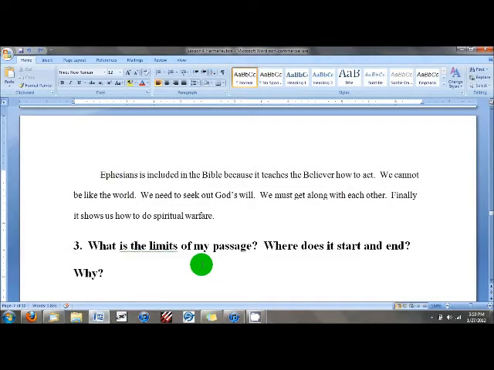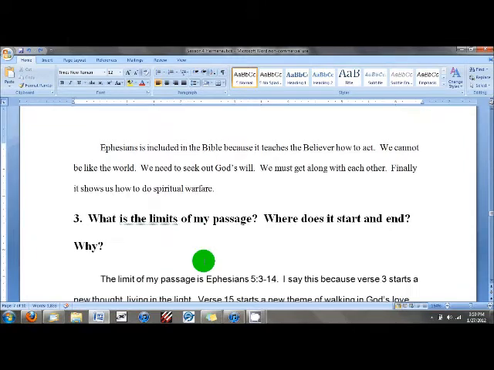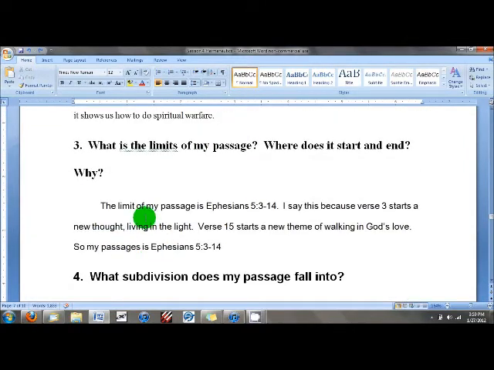So what you've got to do is look at your passage in the Bible, see if there is a break where a new thought pattern starts, where your passage starts, and then keep reading until it starts a new theme. So I put the limit of my passage is Ephesians 5, because verse 3 starts a new thought, living in the light. Verse 15 starts a new theme of walking in God's love.